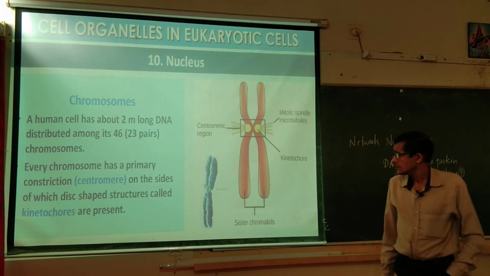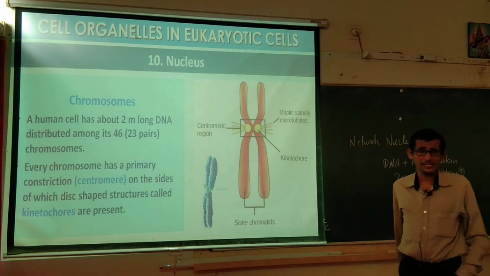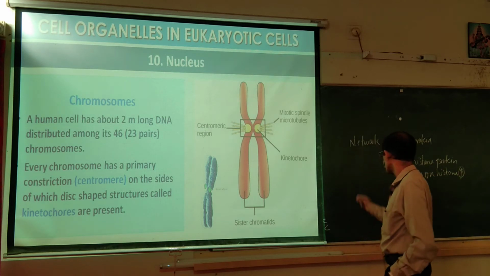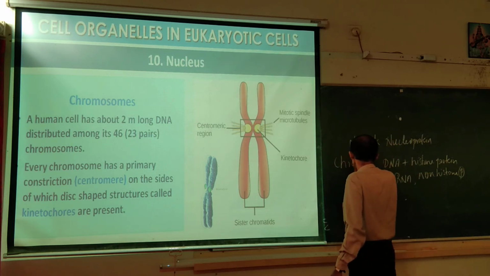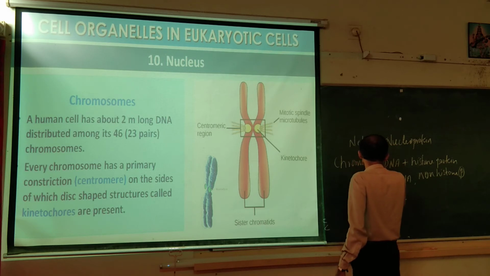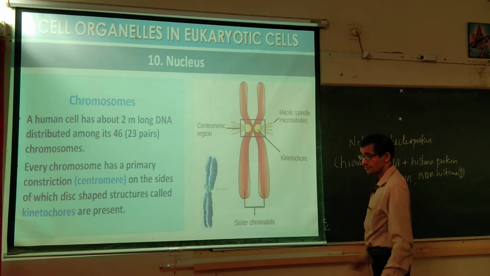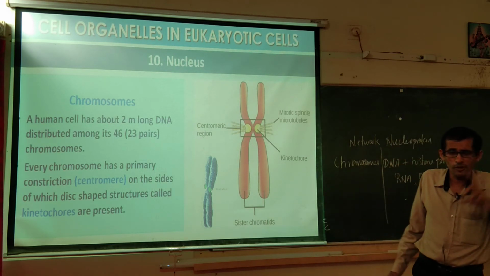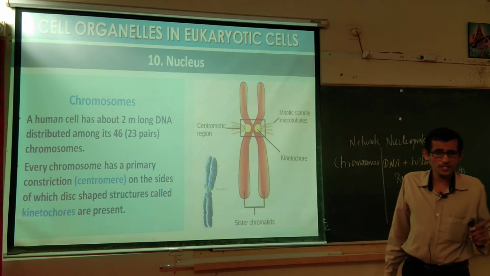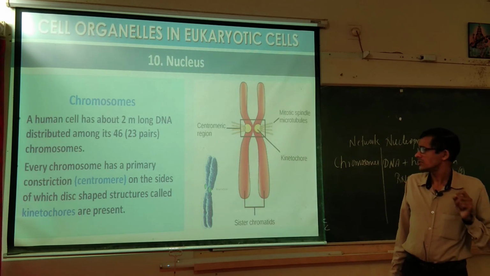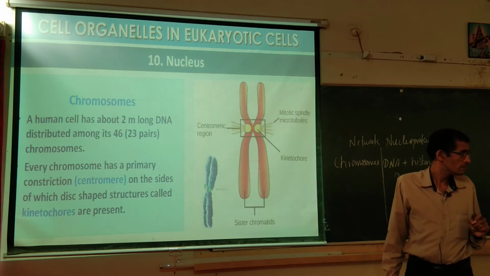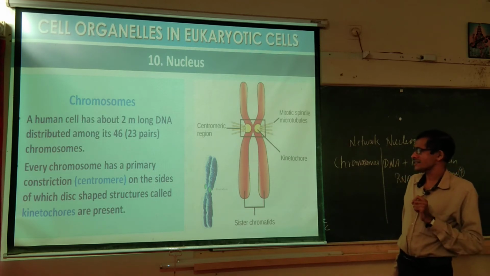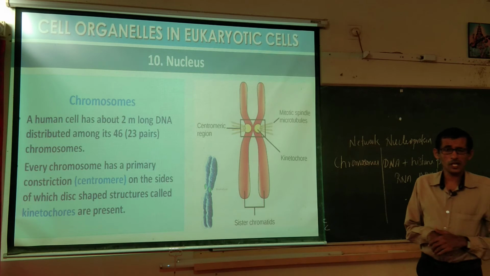Then the next one. I said in the previous slide that condensation of the chromatin material gives chromosomes, isn't it? So during condensation of the chromatin, the length decreases and the thickness increases, resulting in the formation of chromosomes. And a human cell has about 2 meters of DNA.